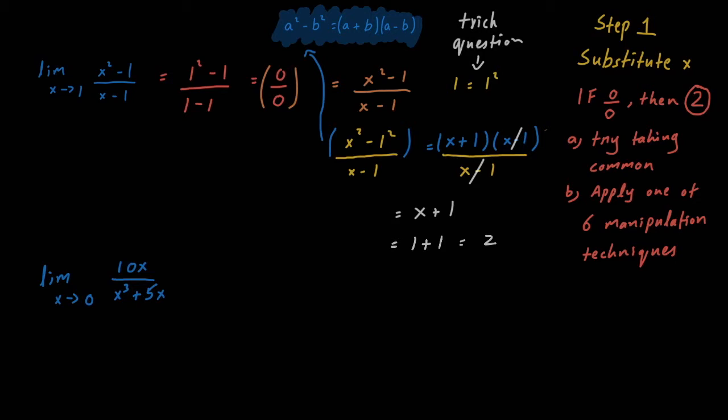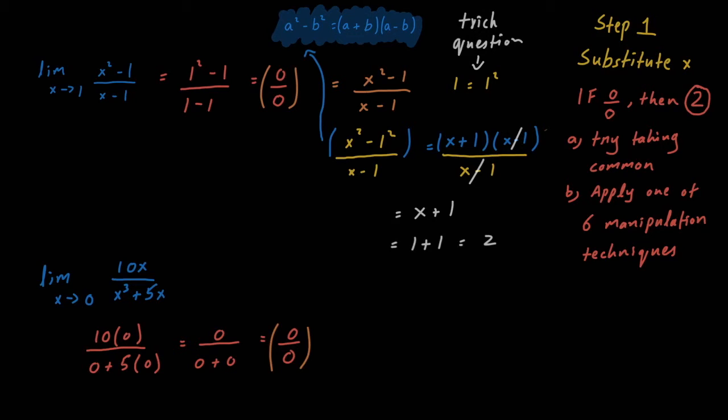For the next question, limit as x approaches 0 of 10x divided by x cube plus 5x. By simply substituting for x, we can get 10 multiplied by 0 divided by 0 cube plus 5 into 0, which is simply 0 divided by 0 plus 0, which is 0 divided by 0. Now as we have touched 0 divided by 0, we know that we have to apply one of the manipulation techniques to find an answer.